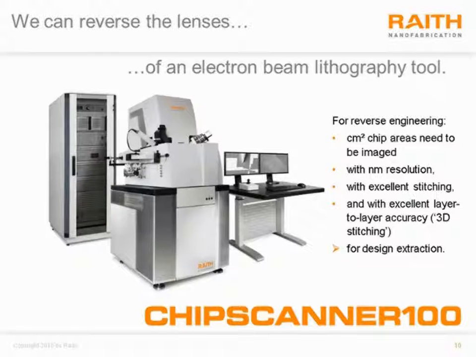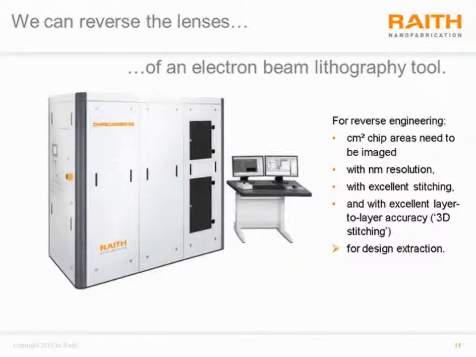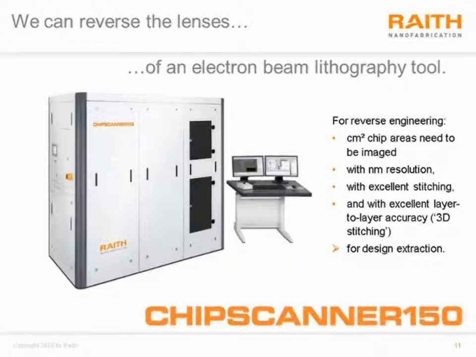This is the Chip Scanner 100 model. It's an open architecture that can accommodate many different options, including 4 nanomanipulators for in-situ nanoprobing. There are other models of the chip scanner, like the Chip Scanner 150, which is shown here. The Chip Scanner 150 features an environmental enclosure with very tight temperature control, and temperature variation can cause stitching errors. So the Chip Scanner 150 really has the most robust and advanced stitching specifications among our chip scanner instruments.